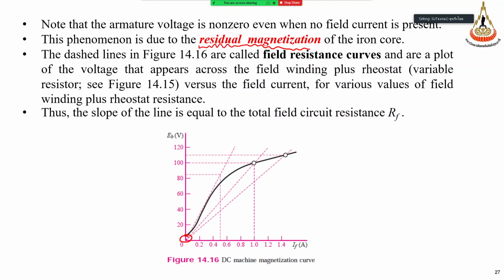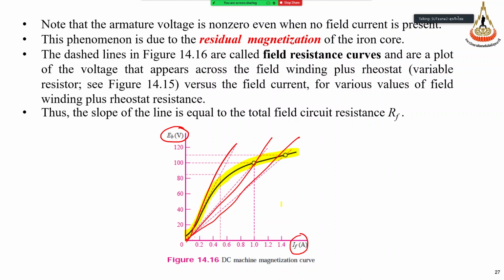And it's not linear. EB and IF in practice are not linear. It's not like this. When we increase the current, EB changes, depending on the specification of the machine. It changes in accordance with this S shape here. Okay, this is the S shape.